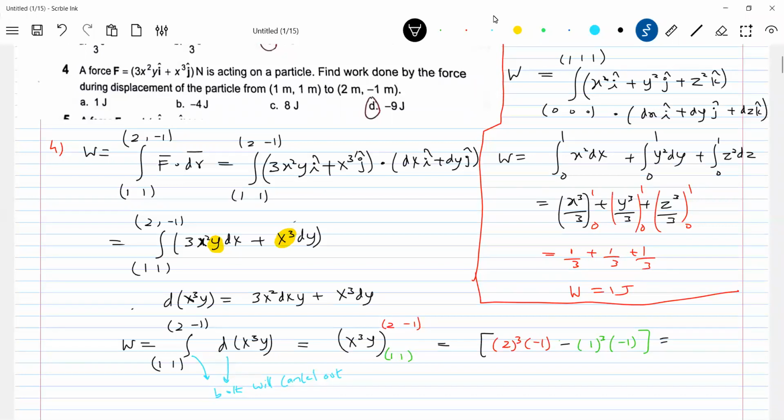So finally, how much are we getting? Minus 8, minus 8, minus 1, minus 9 joule. So this should be our answer. So what is work done? Minus 9 joule is the answer.